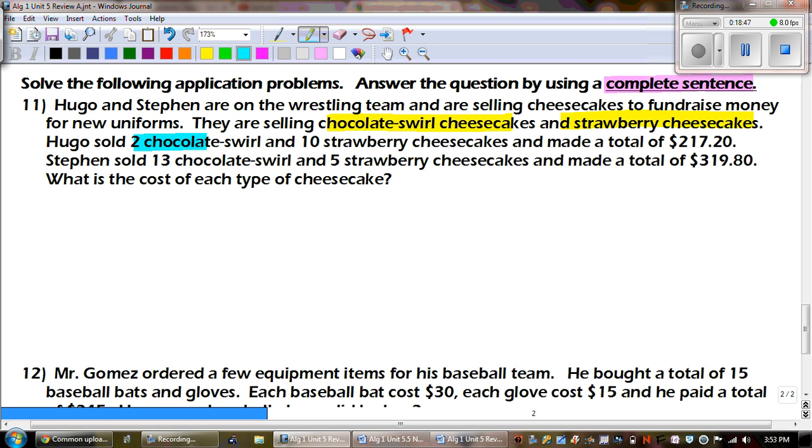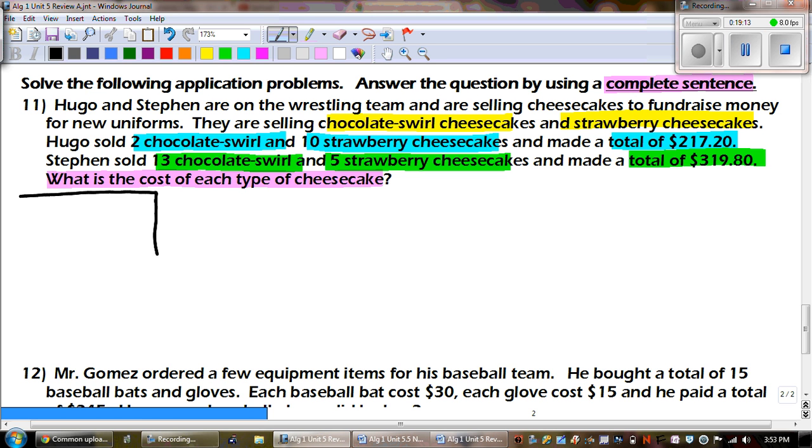Hugo sold 2 chocolate swirls and 10 strawberry cheesecakes and made a total of $217.20. Stefan sold 13 chocolate swirl and 5 strawberry and made a total of $319.80. What is the cost of each type of cheesecake? So the first thing that we need to do is to identify our 2 variables. The 2 things that we're talking about are the chocolate and the strawberry cheesecakes.